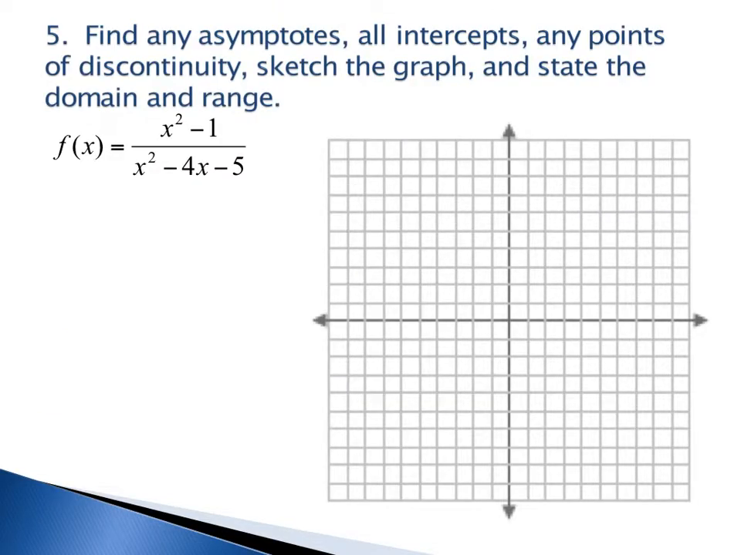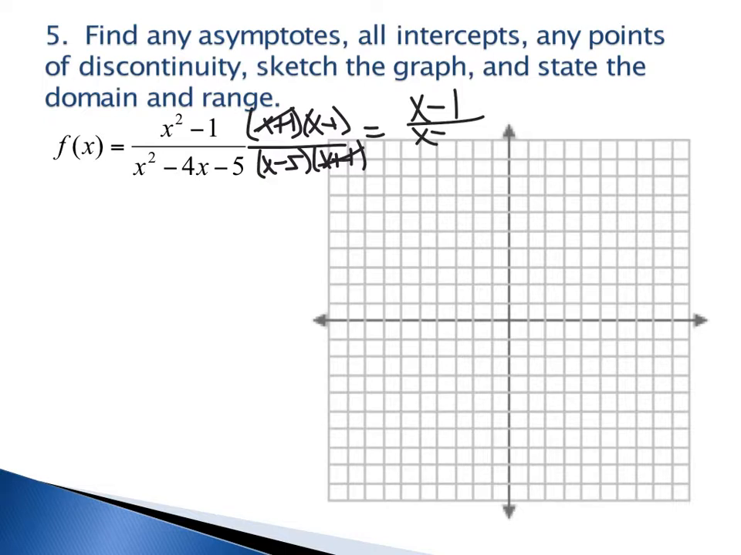Alright, well, let's look at this example, very similar. Now notice right away I have to factor the top and the bottom, because I can factor the top as x plus 1, x minus 1. And the bottom I can actually factor to be x minus 5 and x plus 1. So I notice my x plus 1's cancel. So this is actually going to be x minus 1 over x minus 5.